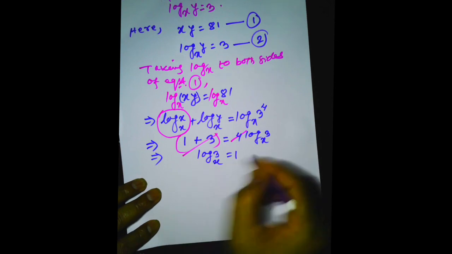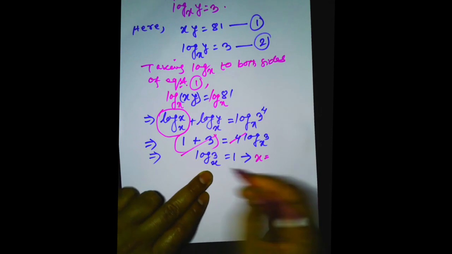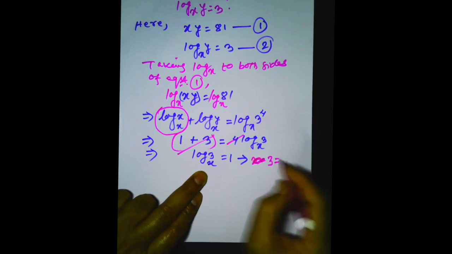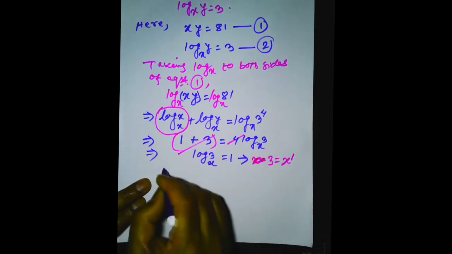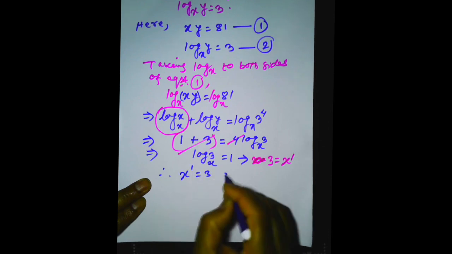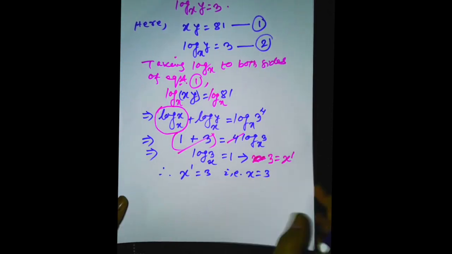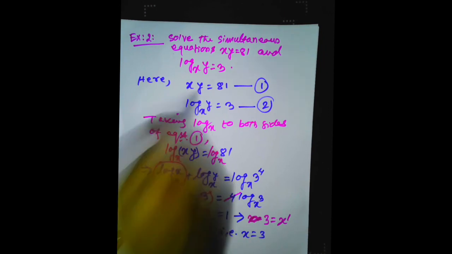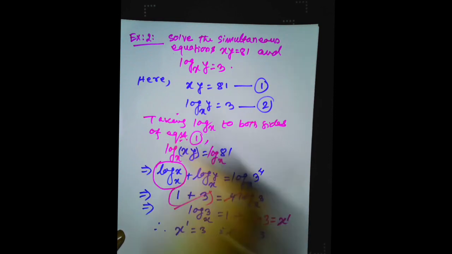And when you convert that into the exponential form, it's going to be 3 equals x to the power 1. Therefore x to the power 1 equals 3, that is x equals 3. So we have got one of the values, x. Now we'll see for the value of y.